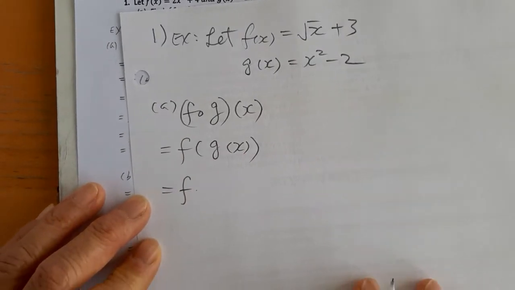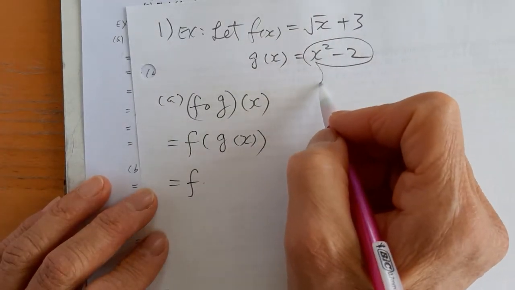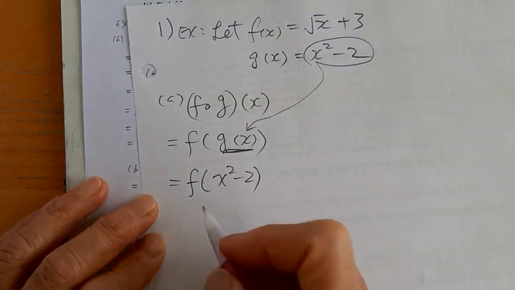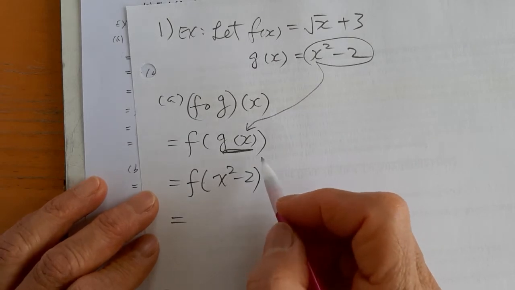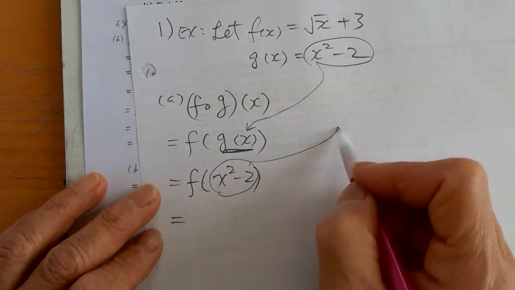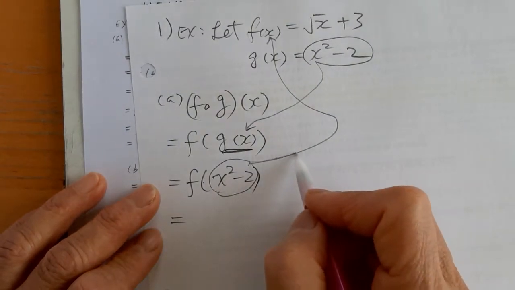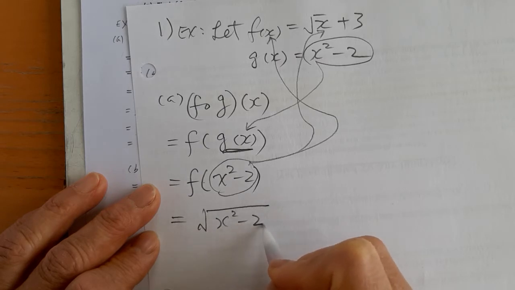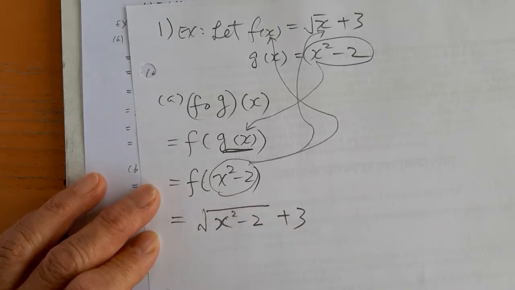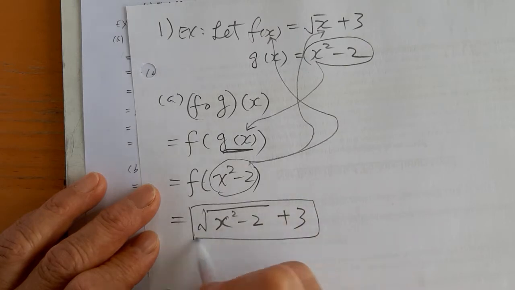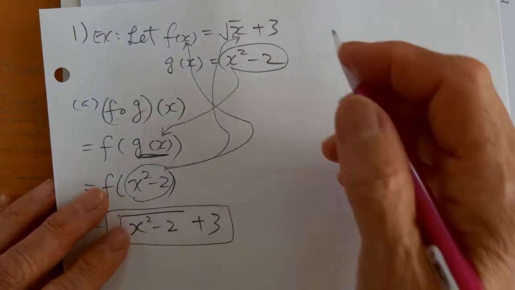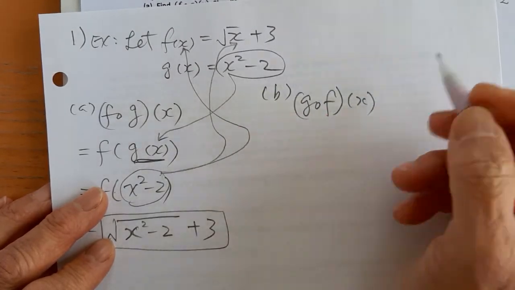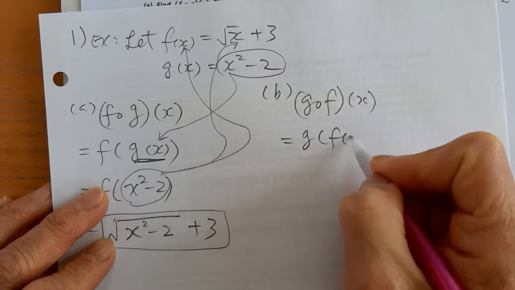So it's f of, what is g of x? x squared minus 2. Then you plug this x squared minus 2 into the f function in place of x. So we get the square root of x squared minus 2 plus 3. Then we cannot simplify further, so that's the answer.